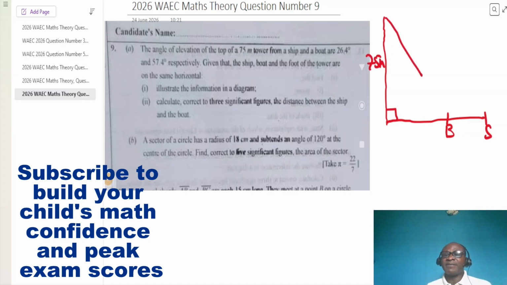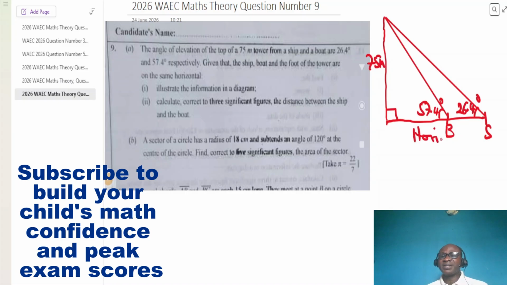Now, the angle of elevation on the horizontal ground for the boat is given as 57.4 degrees, while the angle of elevation of the ship is given as 26.4 degrees. Both the boat and the ship are on the same horizontal, as they have said. Now let us do the solving. This is the diagram that is required. This is the top of the tower and this is the foot of the tower. That is what is required for question AI, number 9.